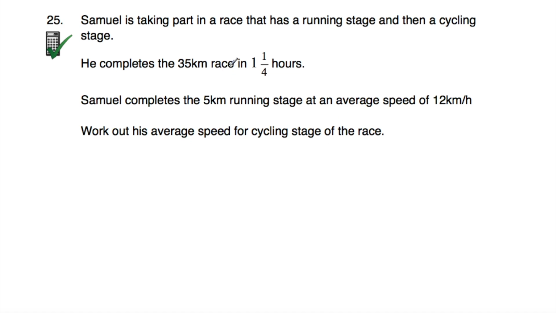Now we know it's a 35-kilometer race and the running stage is 5 kilometers. So that means that the cycling stage must be 30 kilometers, because 30 plus 5 is equal to 35 kilometers. So we now know the length of the cycling stage. What would be great is if we knew the time it took him, because if we can find out how long it took Samuel to do the cycling stage, then we can work out his average speed. So let's consider the time. It took him 1.25 hours for the whole race, and we've got some information for the running stage. Let's see how long it takes Samuel to do the running stage.